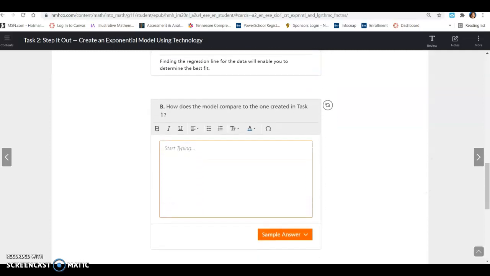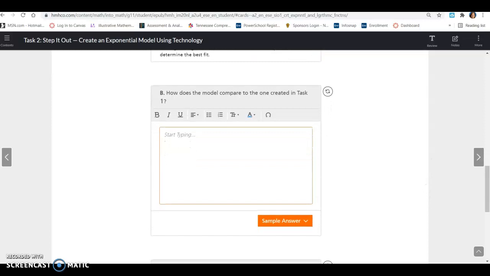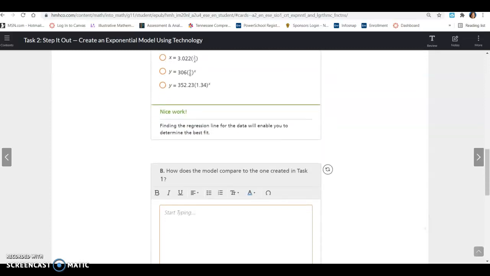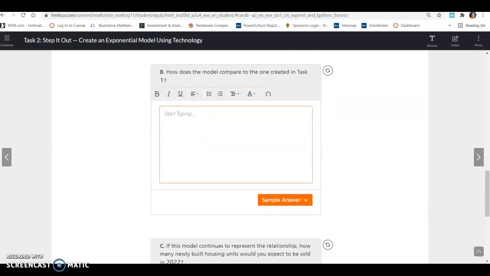How does the model compare to the one created in task 1? As you can see, both of these are good models, but the one in red, the one the calculator made, goes a little bit more in between the points. So your calculator's model is going to be a little bit better than the one created on your own.